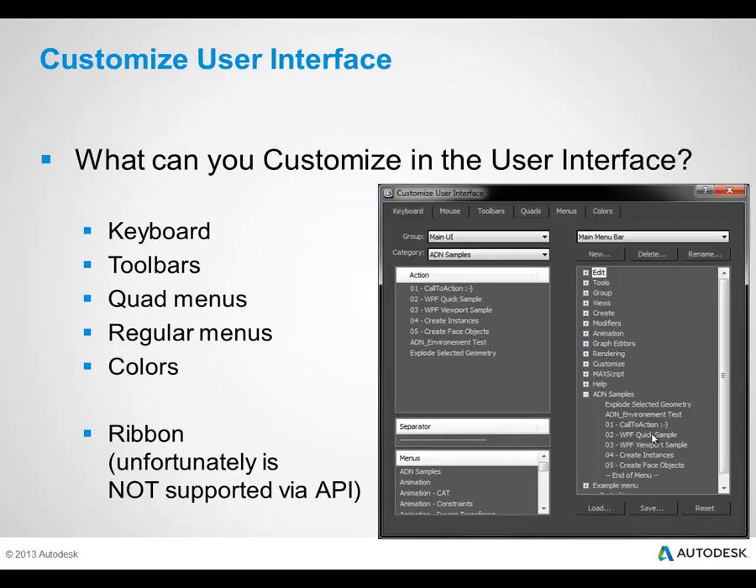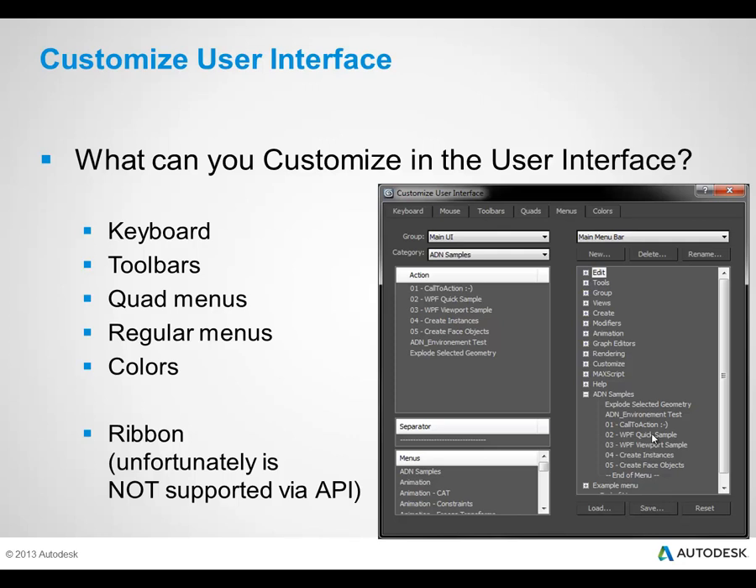So what kinds of things can you customize? All of the things listed here are very easy to customize. Keyboard, toolbars, the quad menus, which is the menu that pops up in the viewport, all the regular menus, the menu bar across the top, and you can even customize the color scheme. There's actually an obscure way that you can even script the user interface if you want.